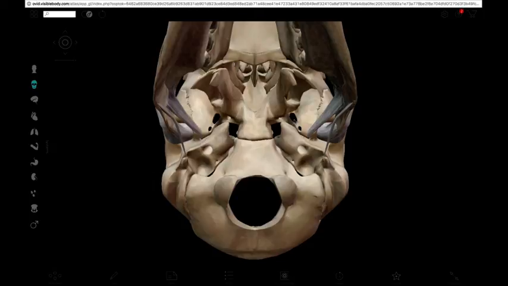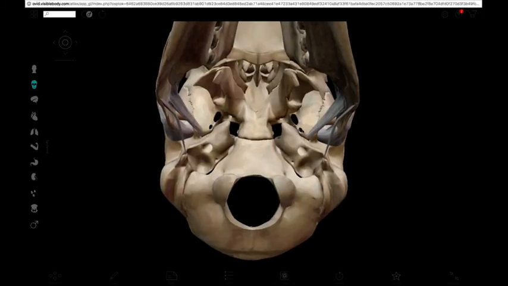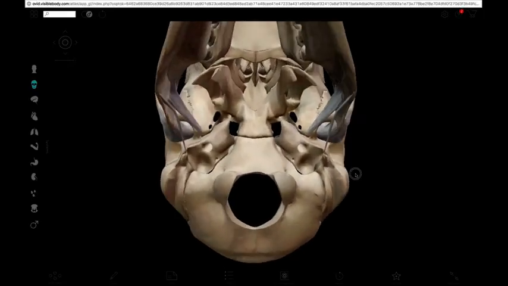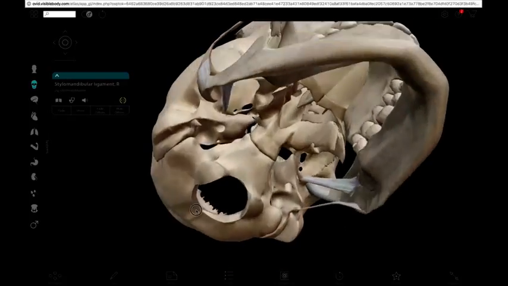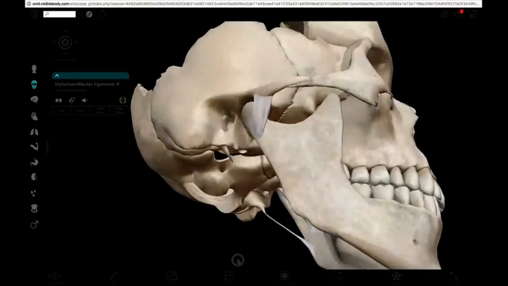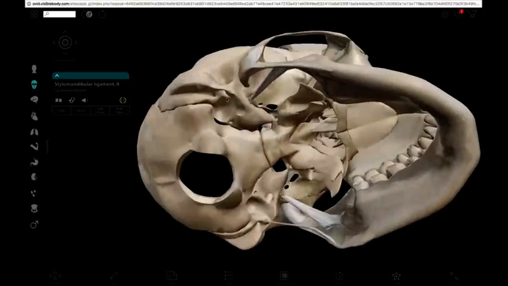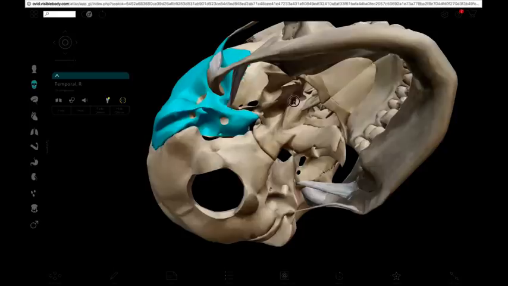Then you can see lateral to it, this is the foramen spinosum right here, a small foramen. Then you can see we've already talked about the stylomastoid foramen. Again, that would be between the styloid process and mastoid process of the temporal bone. So here we saw the styloid process. Here's the mastoid process, and between them, the stylomastoid foramen, obviously one on each side of the skull.